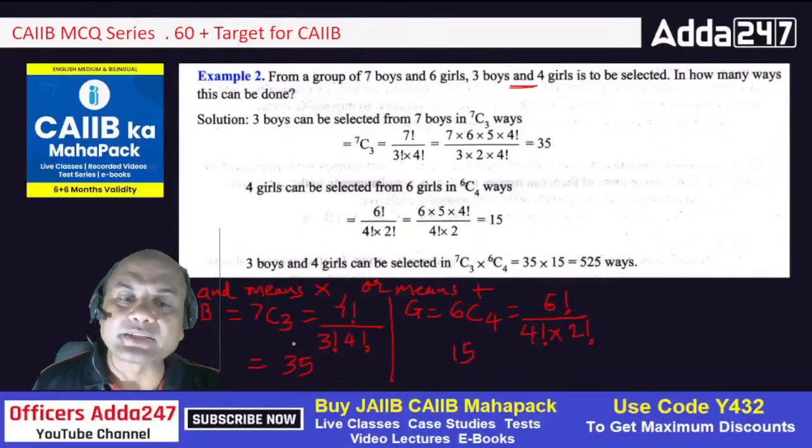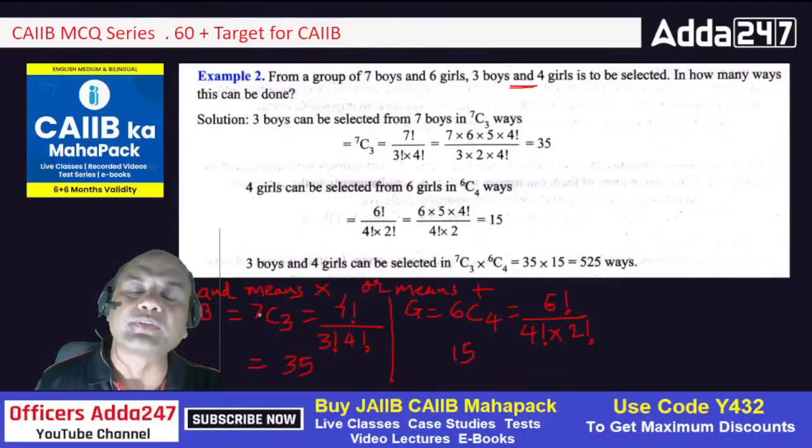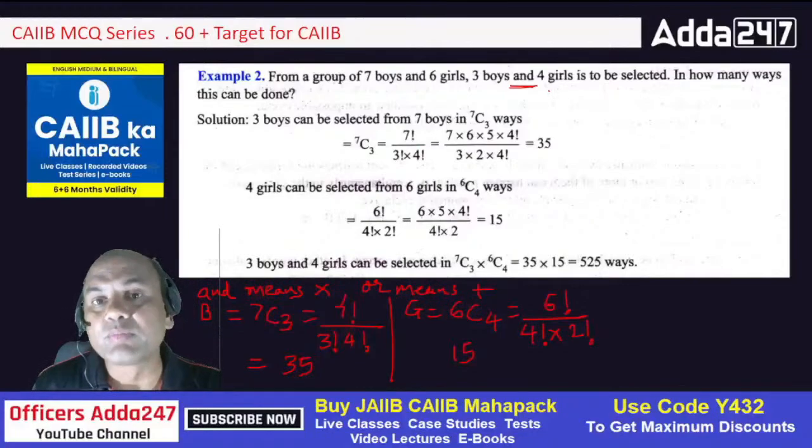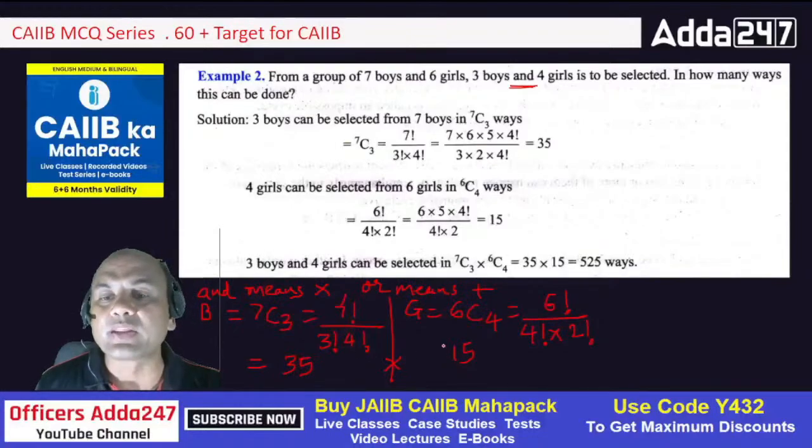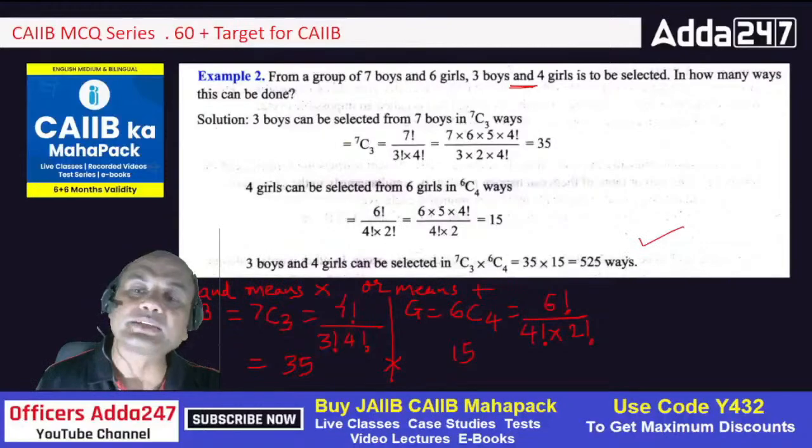And in 35 ways I can select 3 boys out of 7 boys. But I want what? Both of them. 3 boys and 4 girls. So if it is 'and', it means what? It is a multiplication. So how many ways can I do it? 35 into 15. So 35 into 15 is 525 ways. So in this many ways I can select.